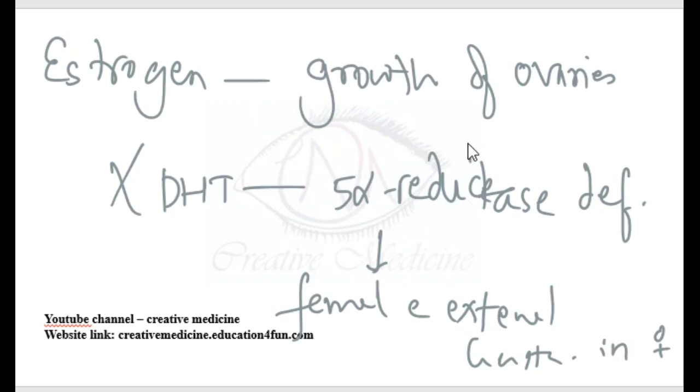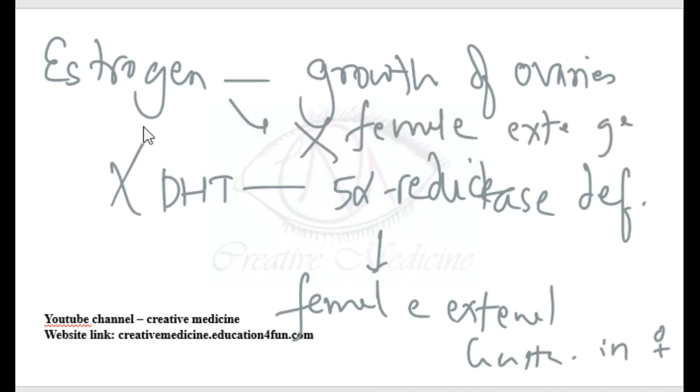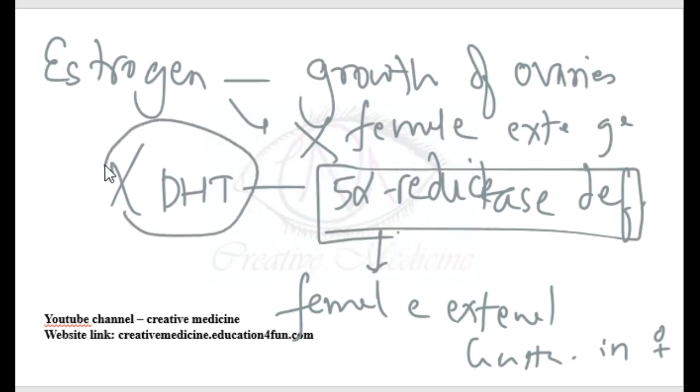Estrogen is required for development of ovaries, but estrogen is not required for female external genitalia formation. Okay, then dihydrotestosterone is required for male external genitalia formation. But if there is any deficiency of 5-alpha reductase, then this dihydrotestosterone cannot form male external genitalia, and normally the intrinsic ability of all the conceptuses is to get converted into female external genitalia. So as a result, in the absence of dihydrotestosterone, the fetus directly develops the female external genitalia.